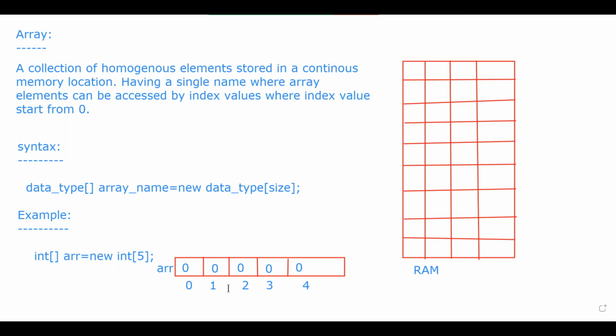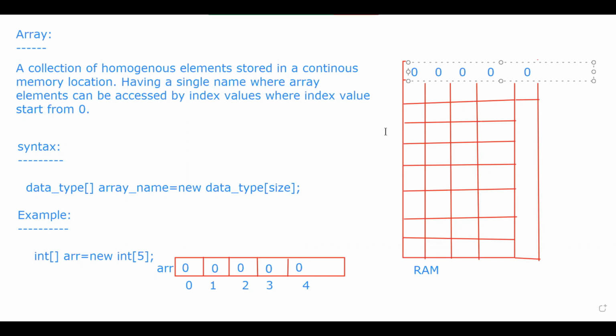Whenever we come to this, the data will be stored in memory, and it will be stored in a continuous memory location. Just have a look at this, guys. When you store the data, it will be stored in this format: 0, 0, 0, 0, and 0. This is nothing but my array.